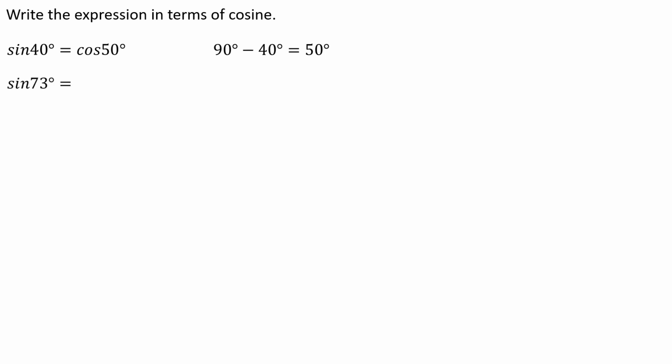What if I start out with a sine of 73 degrees? If I want it in terms of cosine, what would be the equivalent expression? Cosine of 17. Again, because those numbers add up to 90.